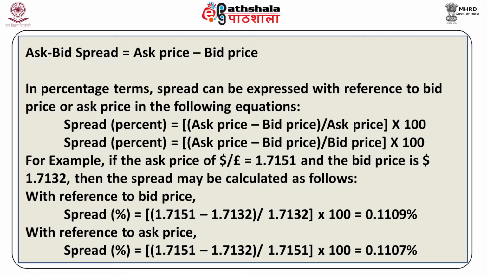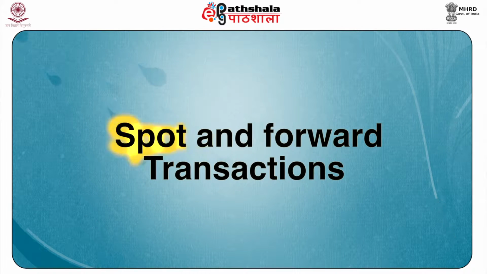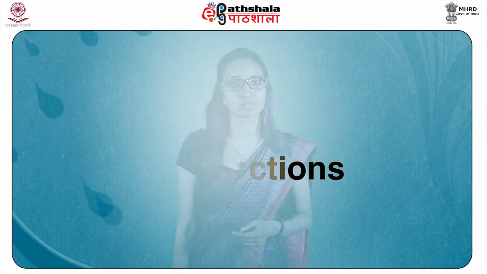With reference to ask price, spread percentage will be 1.7151 minus 1.7132 divided by 1.7151 into 100 is equal to 0.1107%. Now, let us learn about spot and forward transactions.